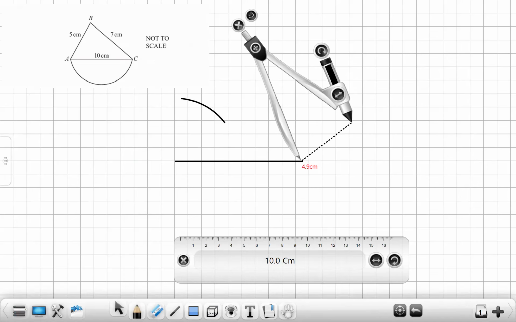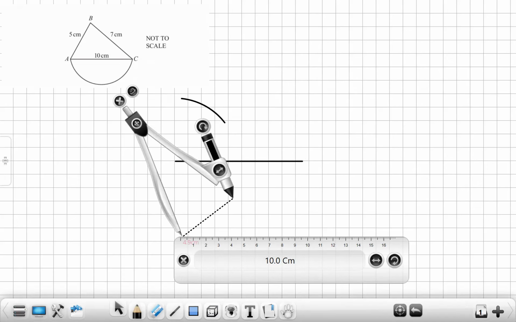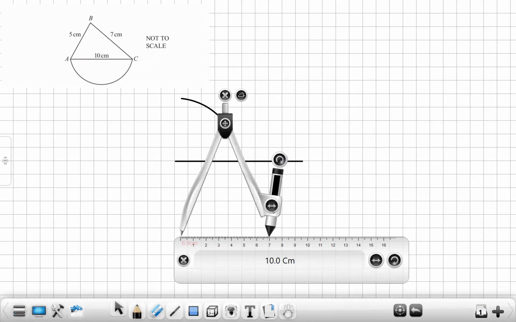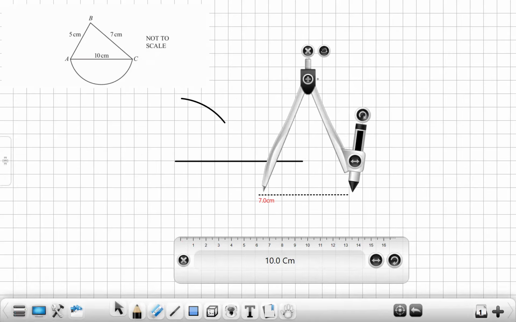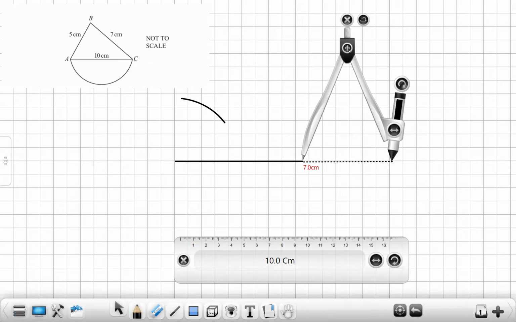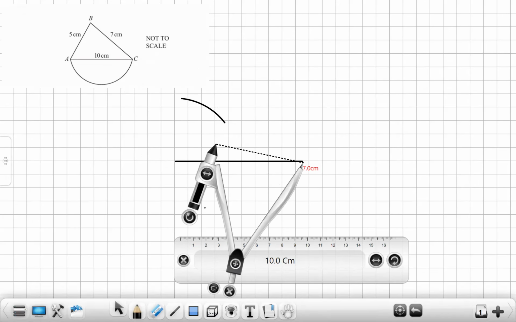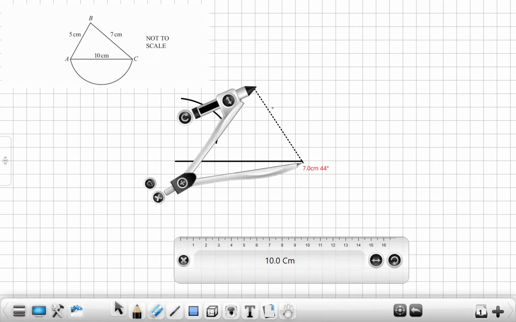Then I go to the other side, but I need to open it now for what? 7 centimeters for the other side. 7 centimeters. So on my ruler, 7 centimeters, here you go. And I then just try as much as you can to be accurate. It doesn't have to be 100% accurate. Then I draw the other arc.